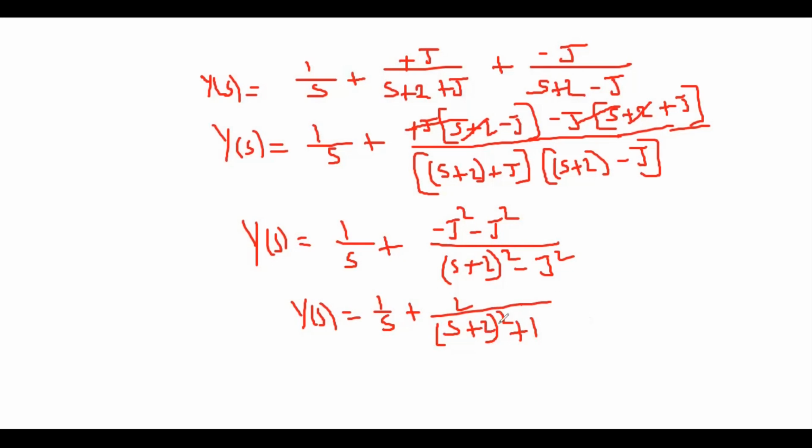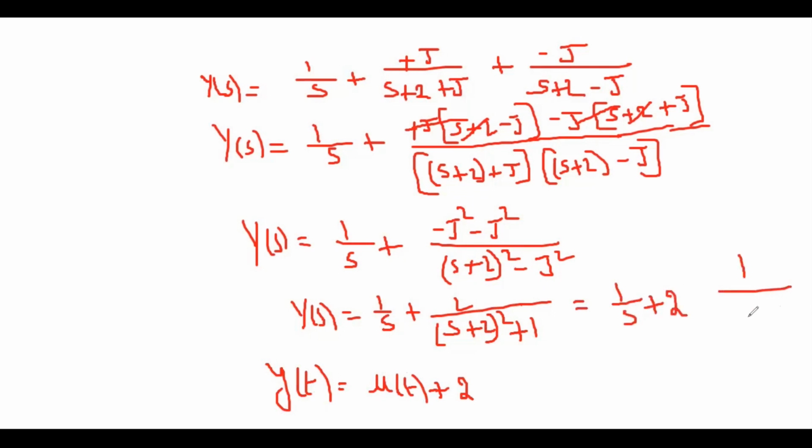So now we can apply the inverse Laplace transformation. What is the inverse Laplace transformation here? So for 1 by S, you get y of t is equal to, what is the 1 by s, mu of t, plus 2 into, 2 is a constant. After getting the 2, you can write, now I am writing this 1 by s plus 2 into 1 by s plus 2 whole square plus 1 square.